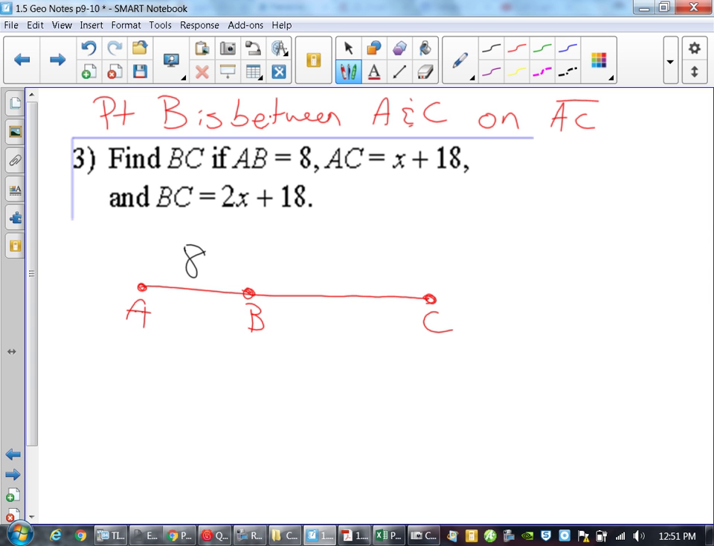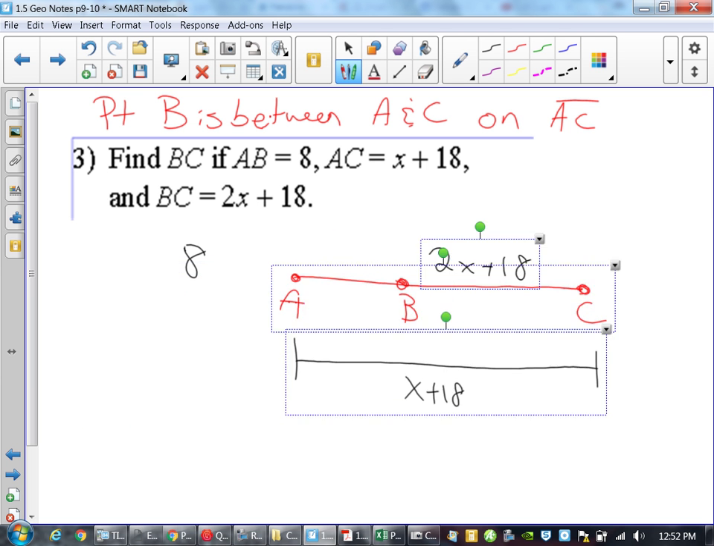That much was 8. The whole thing was x plus 18. And this much was 2x plus 18. Because that's what the problem means. B is between it, two smaller chunks add up equal to the large. And you're back to a combine like terms equation. We know that AB plus BC has to equal the whole thing, so we write it out.